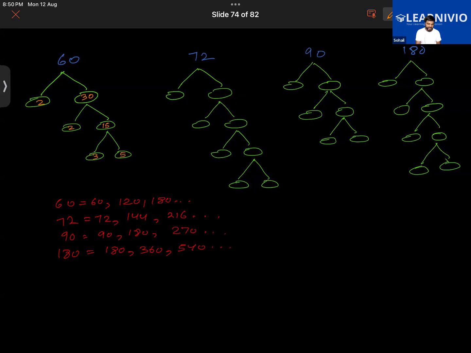Okay, then the answer for 72. What is half of 72? It's 36. So 2 thirty-sixes are 72. Then 4 nines, no, again use 2. It is still divisible by 2, so again divide it by 2.